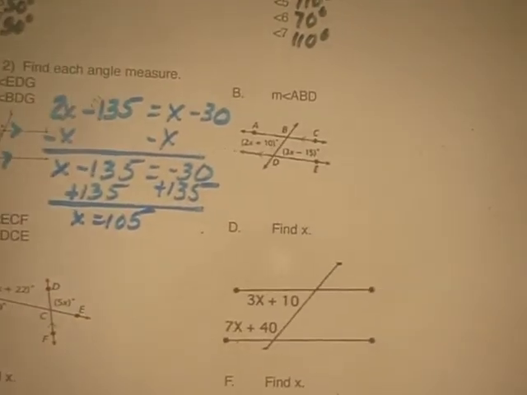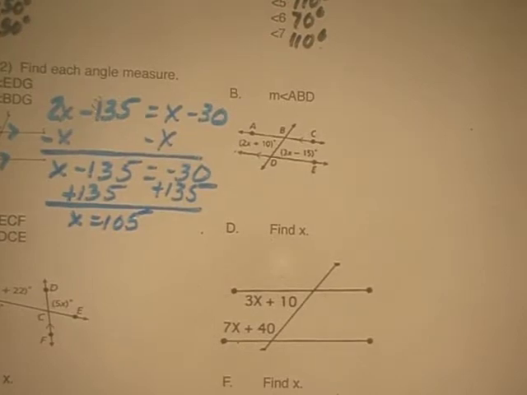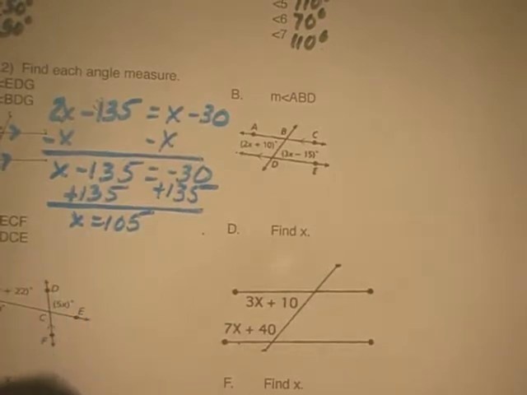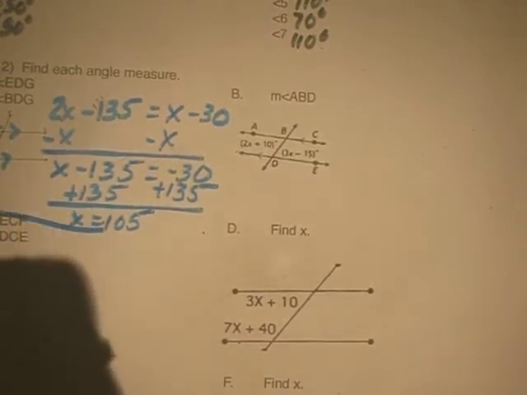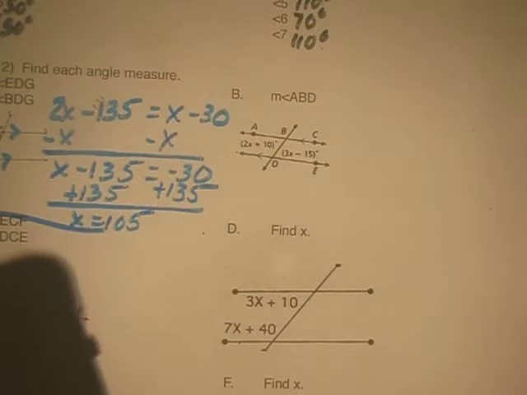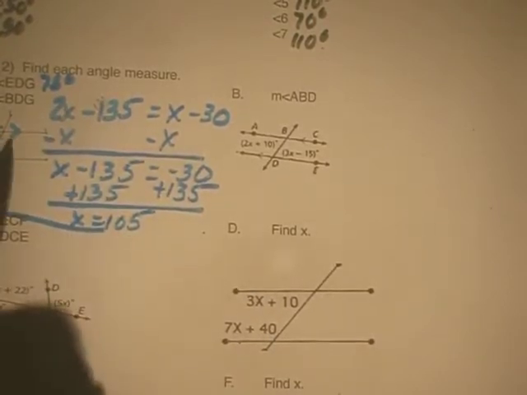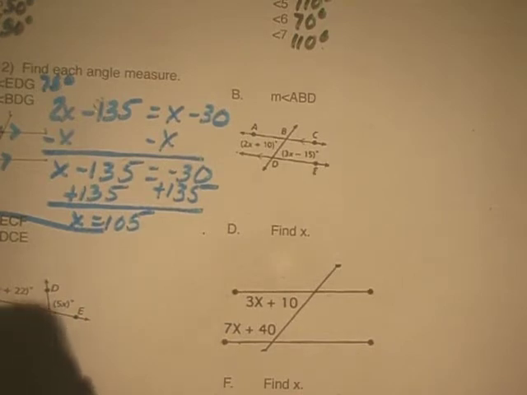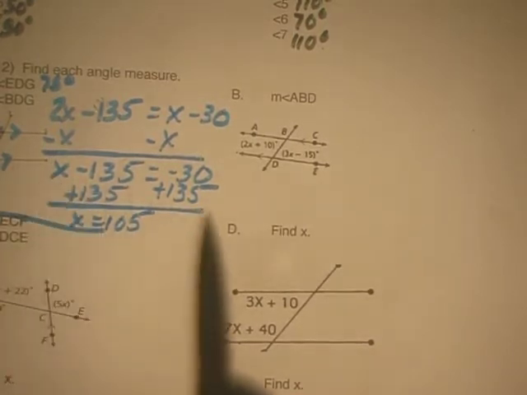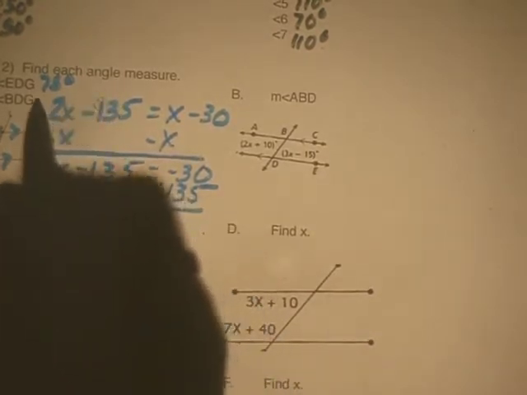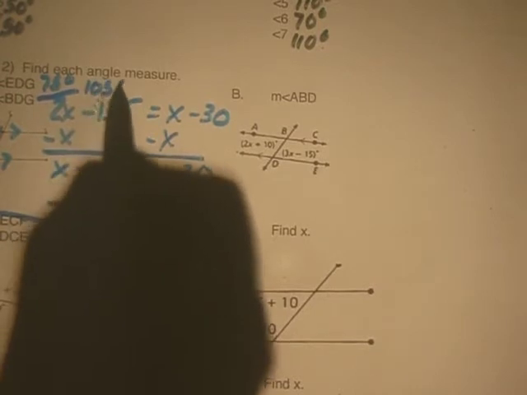Now we've done all that work, but that's not our final answer. We were asked to find a couple of angle measures, so we need to put this back. We're asked to find angle EDG. So if we put that number in here, 105 minus 30 is 75. So that angle is 75 degrees. And angle BDG would be on the opposite side of that, would be 180 minus 75, and that would be 105. So 105 degrees.